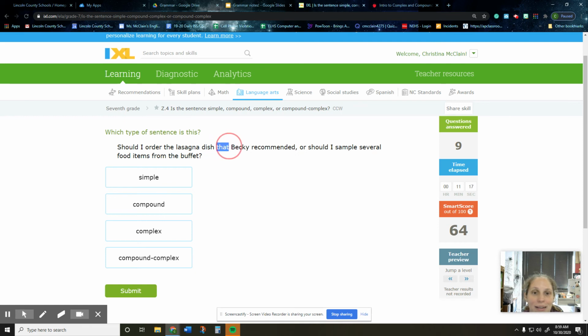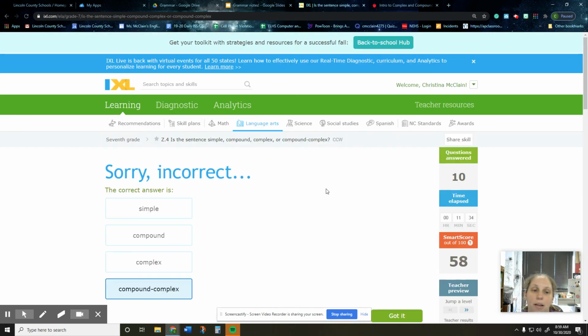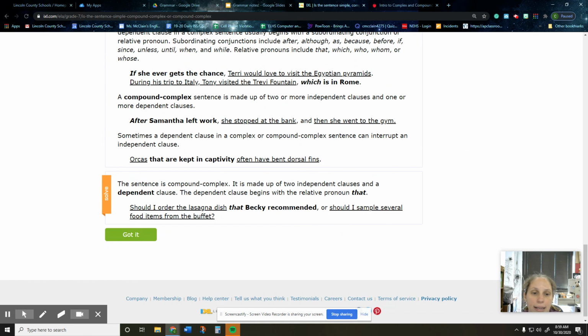So should I order the lasagna dish, or should I sample several food items from the buffet, are two complete sentences. And then this is a dependent clause, not phrase, clause, right? That Becky recommended, so we have a subject and we have a predicate. She recommended, and our relative pronoun. So this is actually a compound complex sentence. Okay, because look, if I had just put compound, I'd get it wrong. It's compound complex because, like I said, independent, independent, dependent.